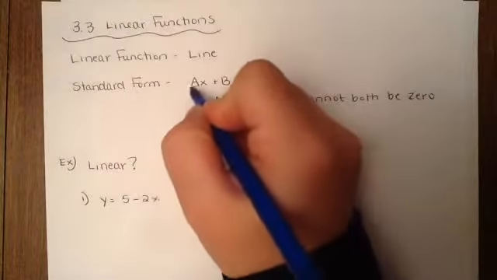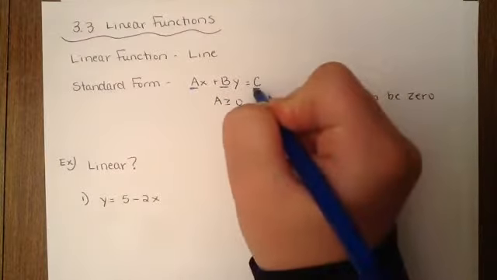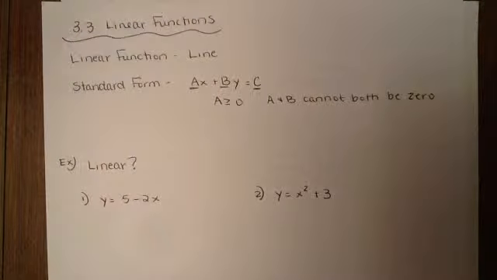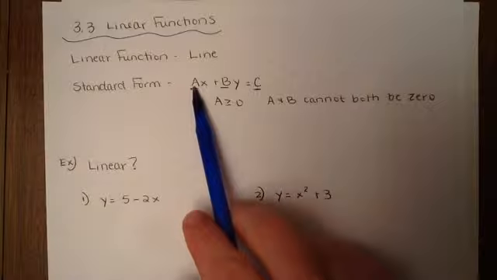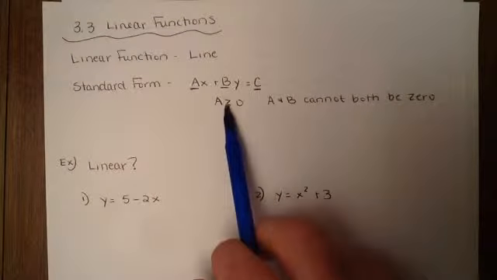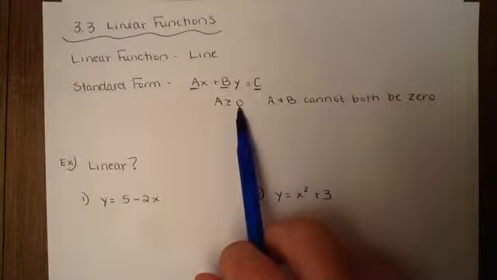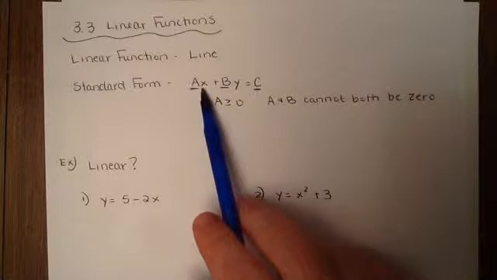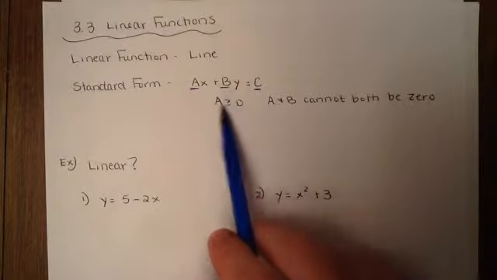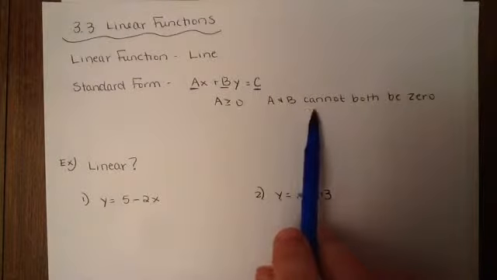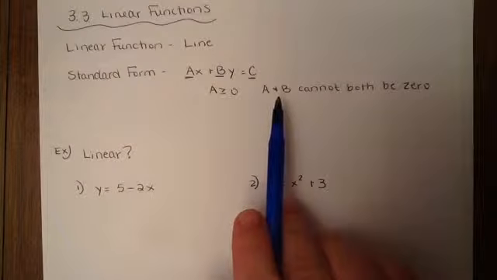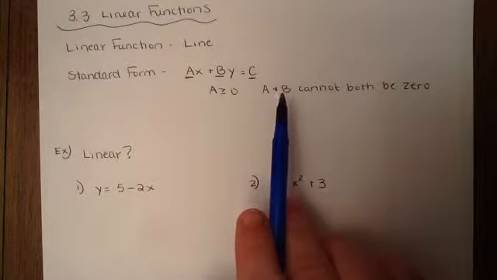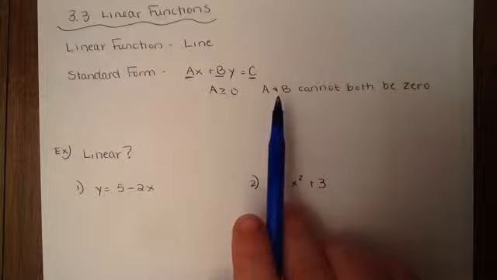So these values in front, the a and the b and the c, are numbers. There are a few specifications though. The number in front of x has to be greater than or equal to 0. You can have no negatives in front of x. Similarly, a and b cannot both be 0 at the same time. So in order for it to be linear in standard form, a and b cannot both be 0.